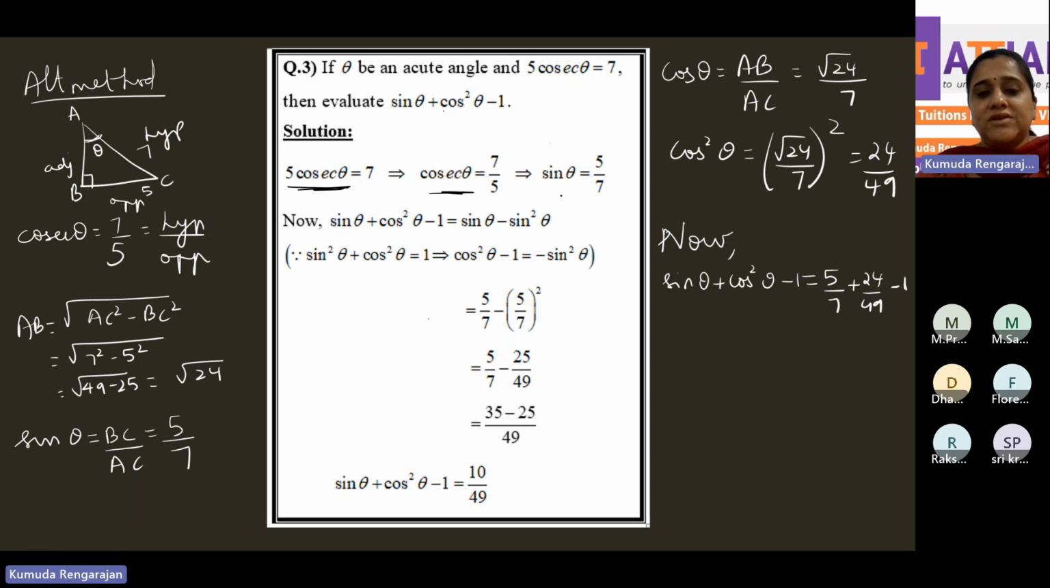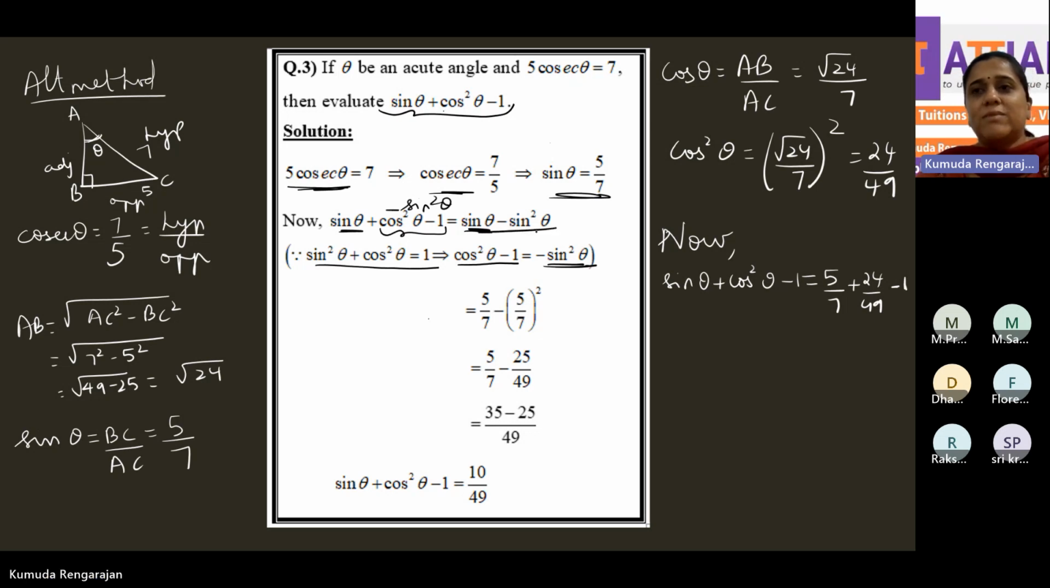This one is the reciprocal ratio. Then since sine square theta plus cos square theta is 1, when you transpose, cos square theta minus 1 is minus sine square theta. So in this expression, sine theta as it is, and cos square theta minus 1 is minus sine square theta. That's nothing but sine theta minus sine square theta. Now substitute. What is sine theta? 5 by 7. Sine square theta is sine theta the whole square, so 5 by 7 the whole square. Simplify, you will get the same result.